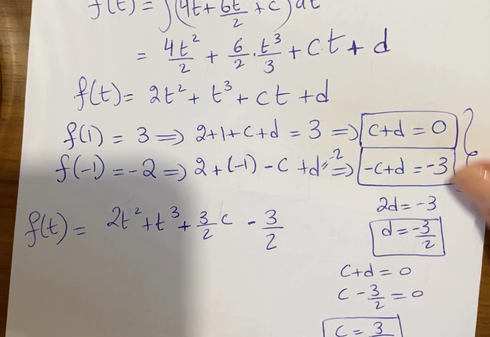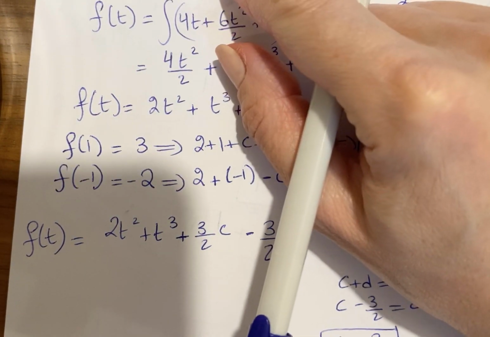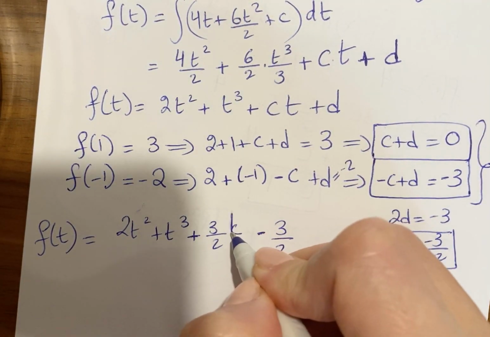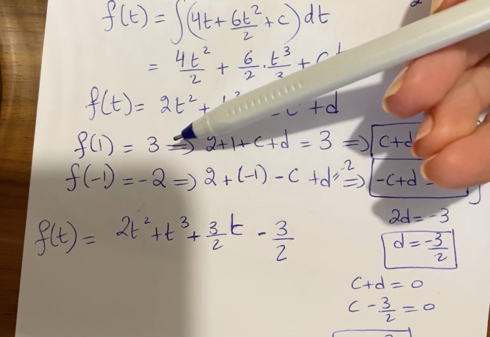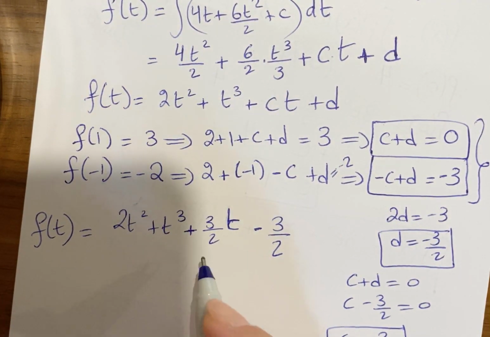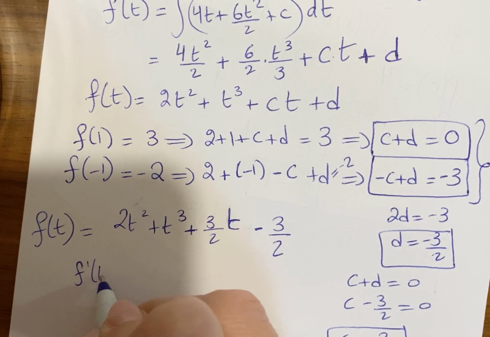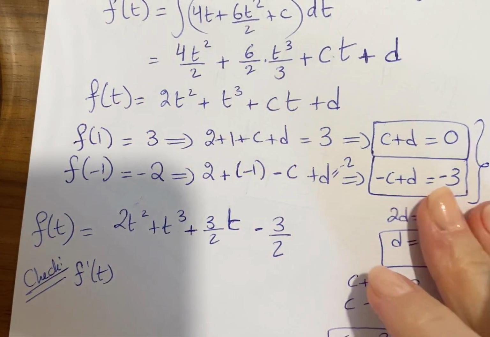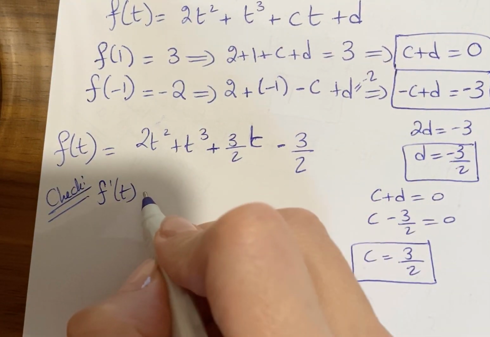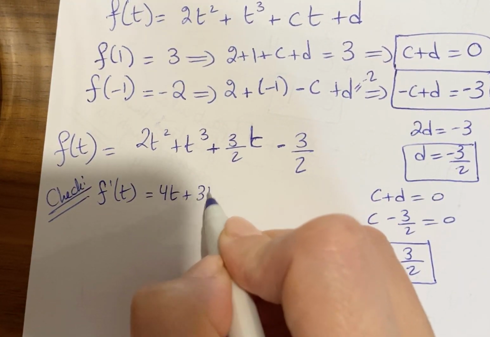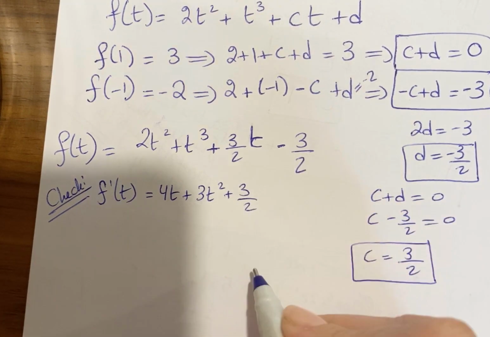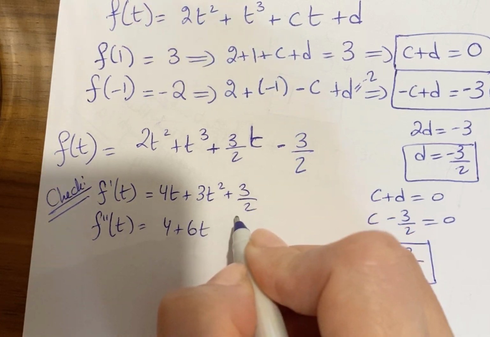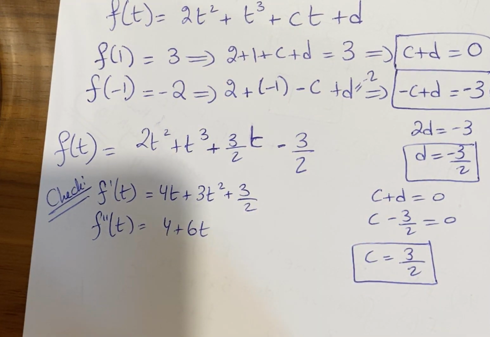Bravo. What about the second derivative? Is it equal to 4 plus 6t as we started with? Let's check. This is just for you to see that we really did it right. But of course, you do not need to write it in the exam. F prime is 4t plus 3t squared plus 3 over 2 plus 0. The second derivative is 4 plus 6t plus the derivative of 3 over 2, which is 0.